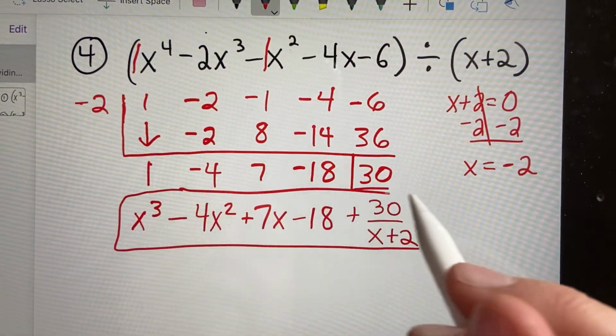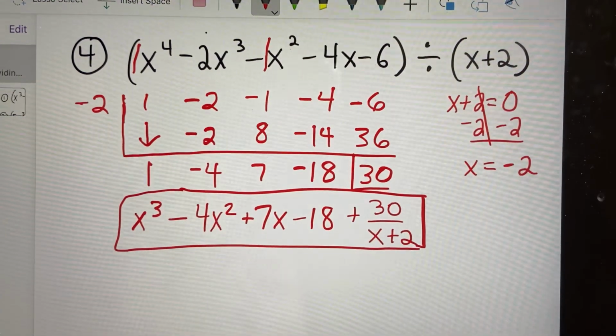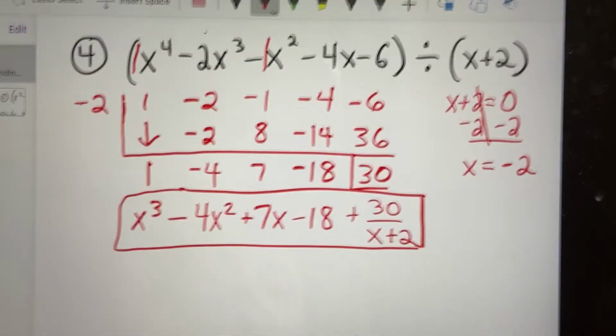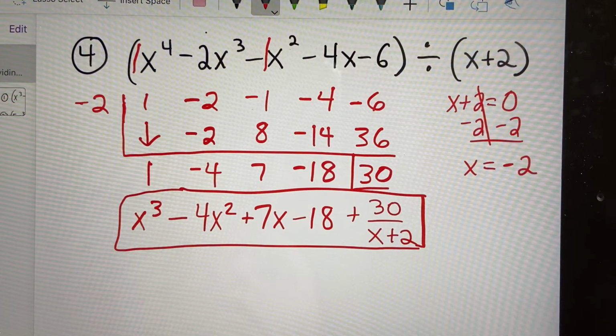Wasn't that fun? I love synthetic division. Just something about following a pattern, doing the same thing over and over again. I just think it's a lot of fun.